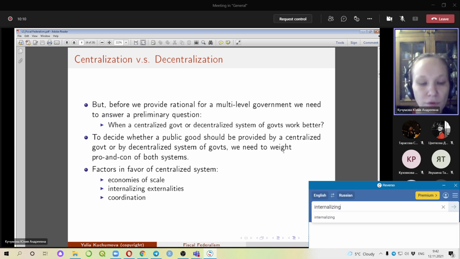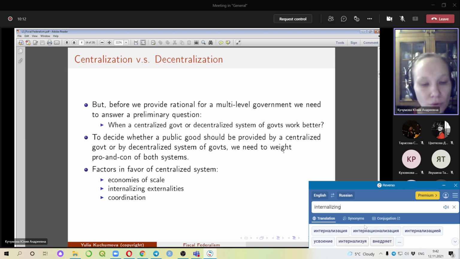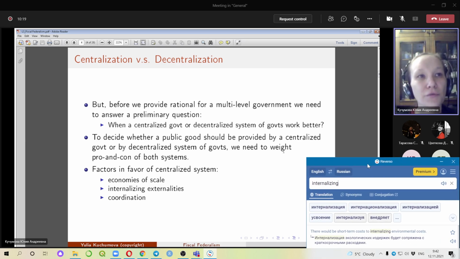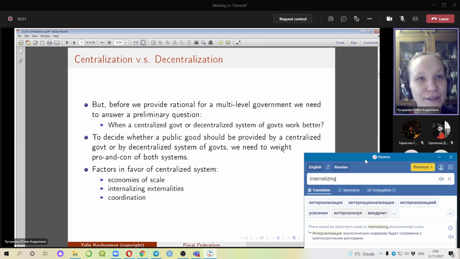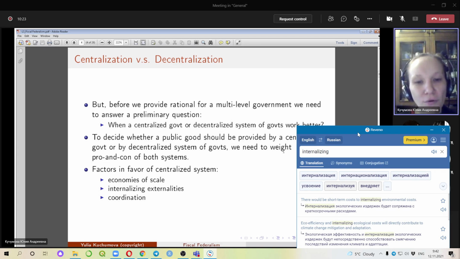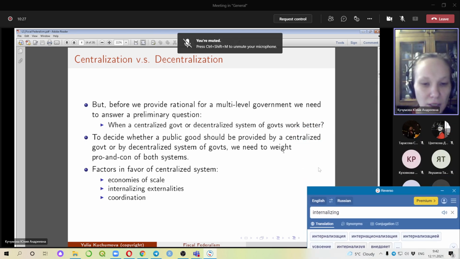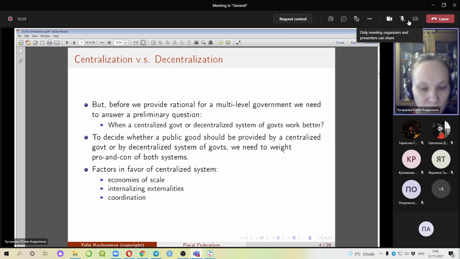Roads, right? So in one region there are good roads, and when people from another region come to this first region, they will be better off from using the good roads in the neighboring region, right?